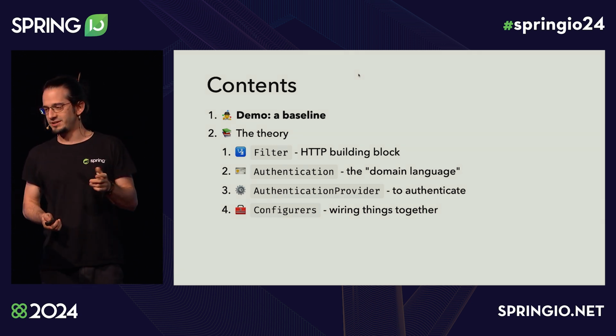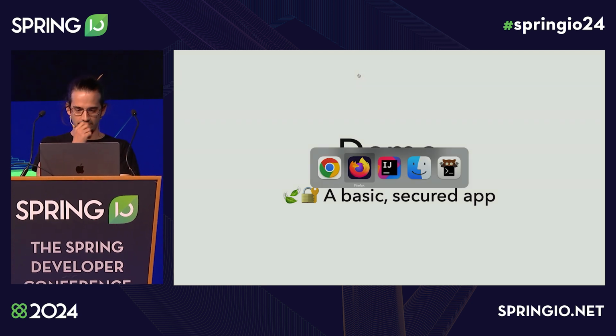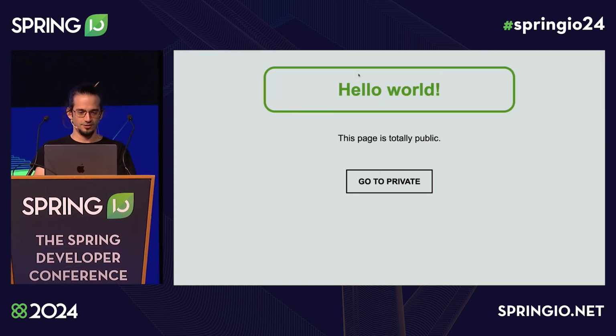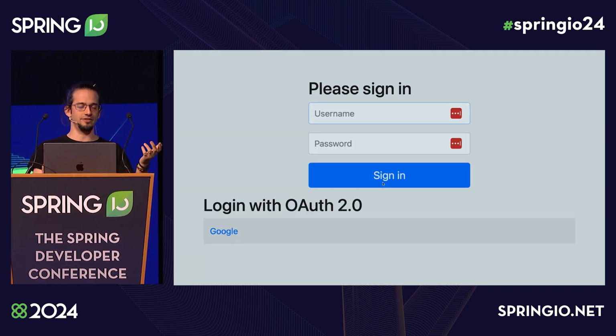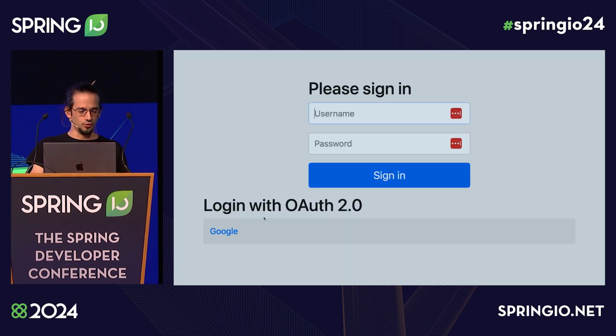All right, so a little bit of a demo. A very basic app, very simple, that's running here. It has a public page. So when I click on go to private, it tries to go to /private, and then you get the default login screen that you're used to, and you can log in with a username and a password. Amazing. And you can also log in with Google.